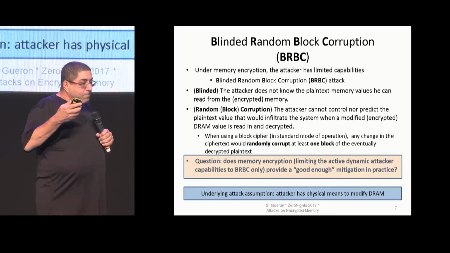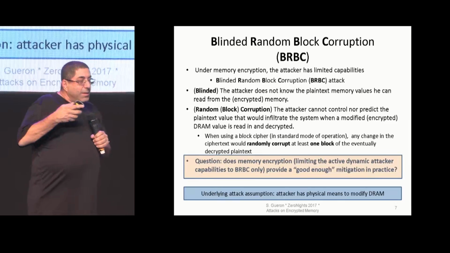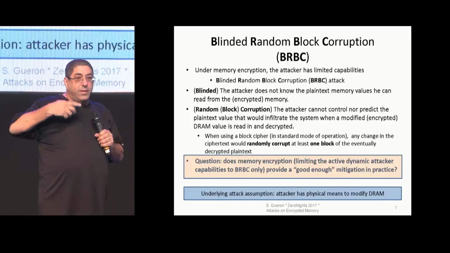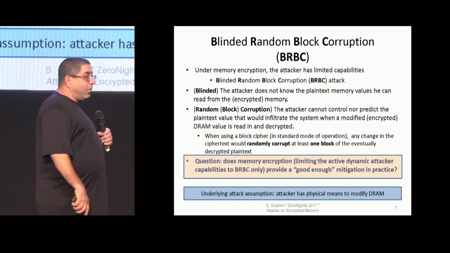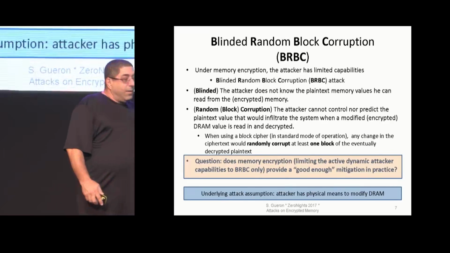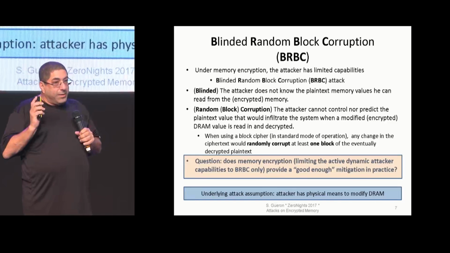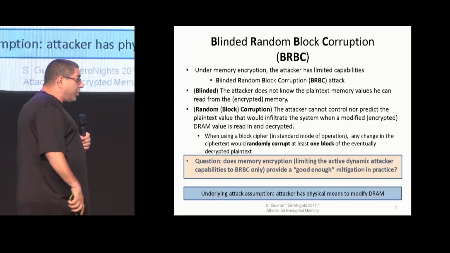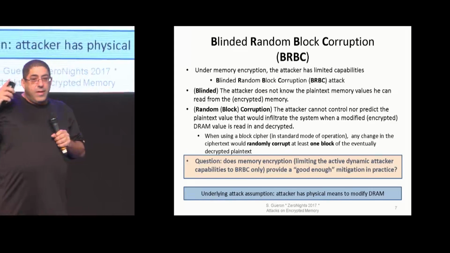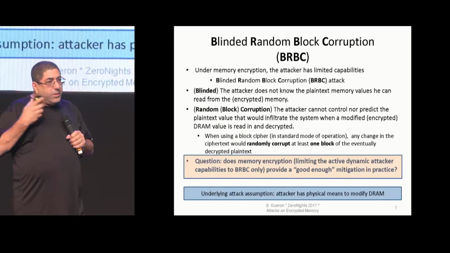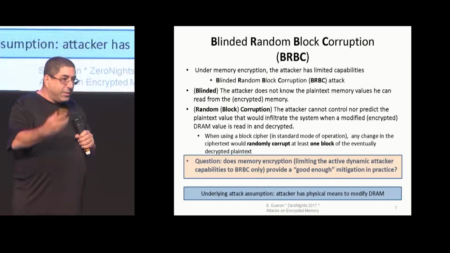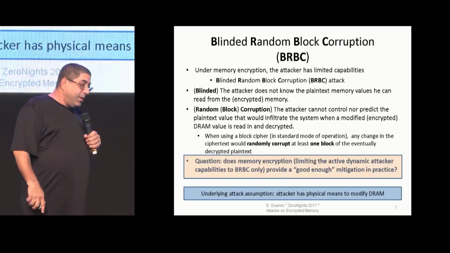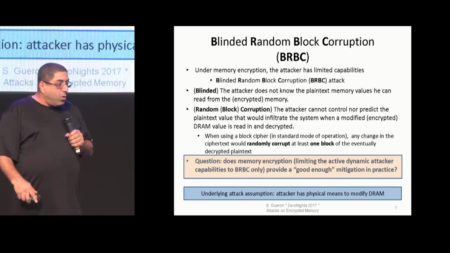So first of all, he is blinded. Blinded in the sense that he doesn't know the plaintext memory value that he reads on the DRAM, because it is encrypted. But he's blinded even worse, because if he changes something and the mode of operation of this encryption is some block cipher, then any change in a single bit is going to affect randomly the plaintext that would be decrypted from the DRAM after that. So this is why not only is he blinded, but he has a random block corruption mode.